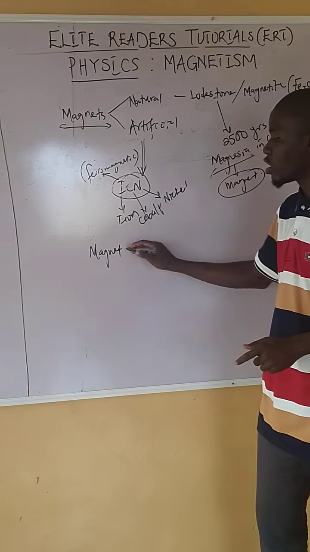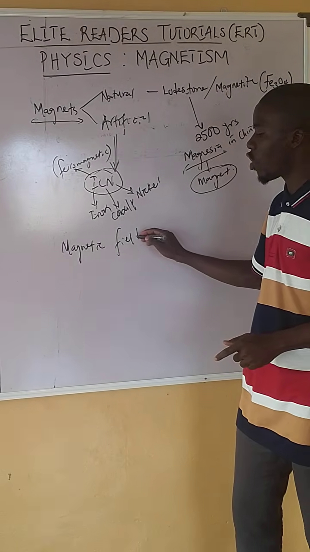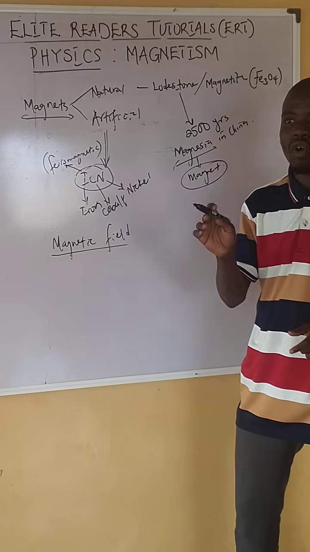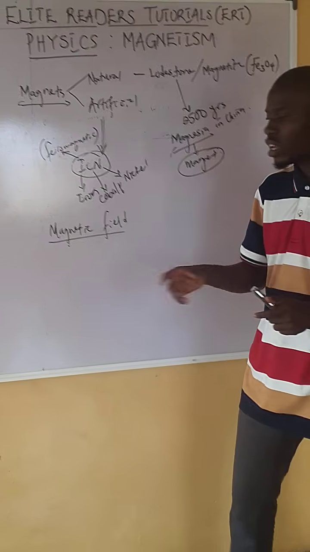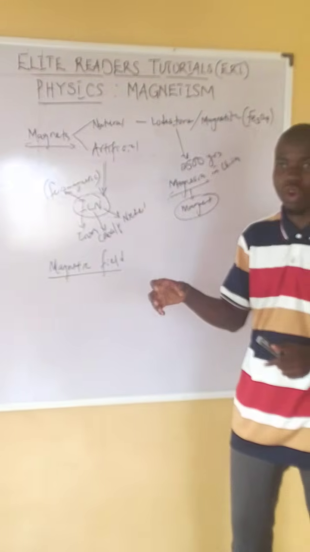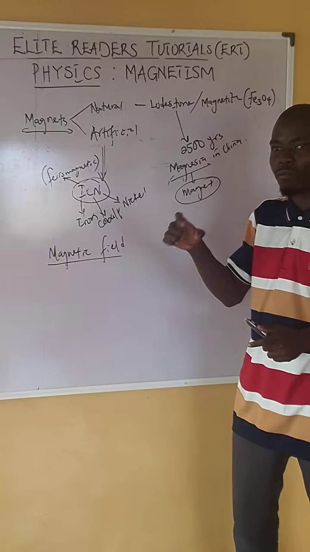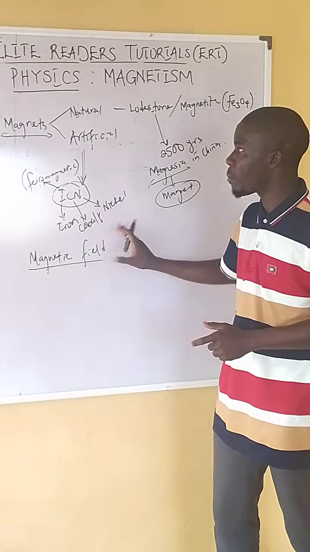Now, what is a magnetic field? A magnetic field is a region or space where the effect of a magnet can be felt. So that is for magnetic field.